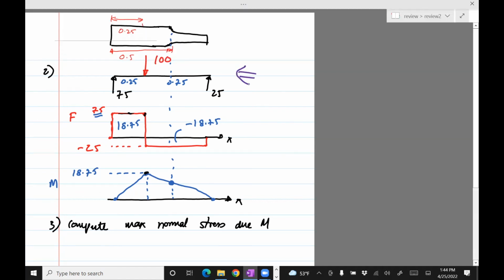This is a beam, right? So there's going to be a bending moment. There are no axial loads here. There's no force in the axial direction.